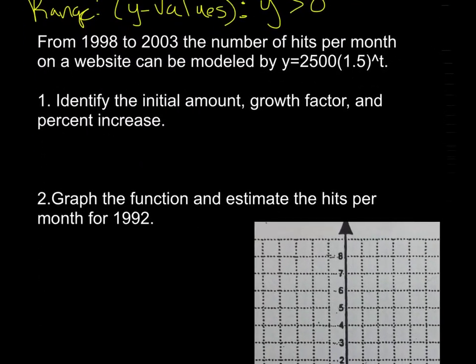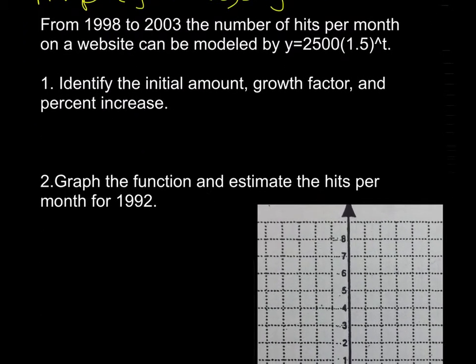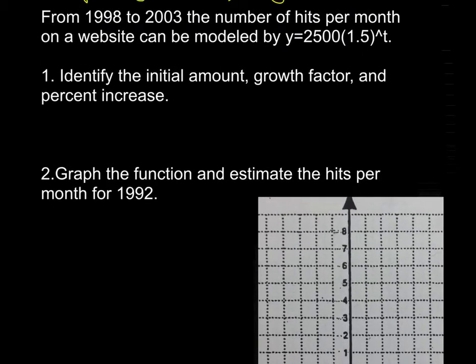So this is just one I pulled out of your book, and it says from 1998 through 2003, the number of hits per month on a website can be modeled by this function. So in other words, I am going to input the time, how many years since 1998. If I input a 0, I'm talking about 1998. A 1 is 1999, and so on and so forth. And it's going to output how many people visited that website per month.